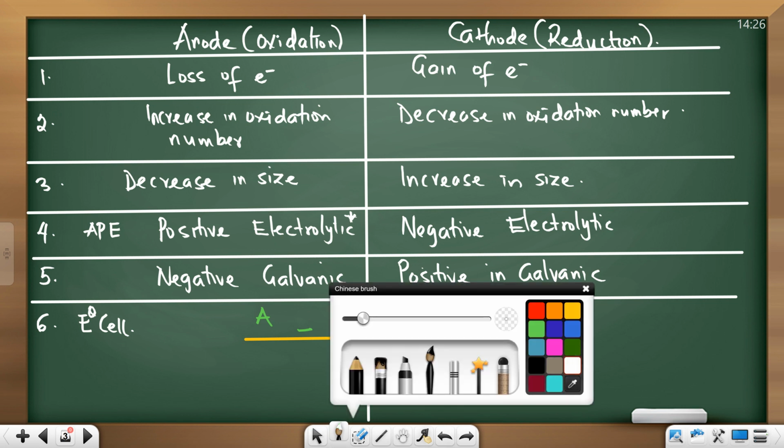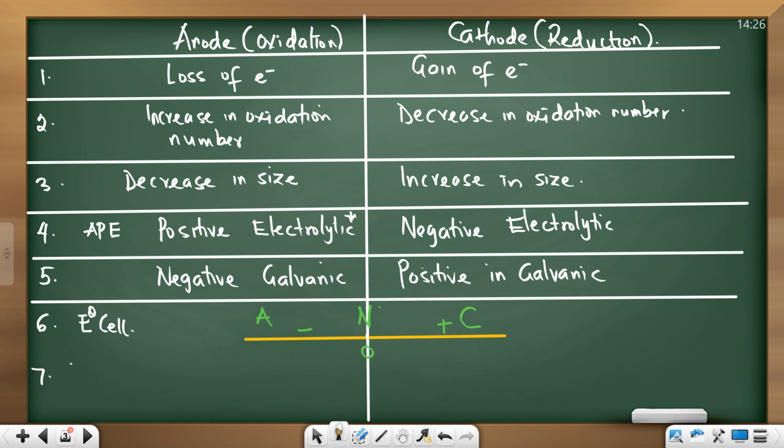Number 7 is to use the table. If you remember all of this, you're good. Number 7 is to use the table. Again, it is A and C.